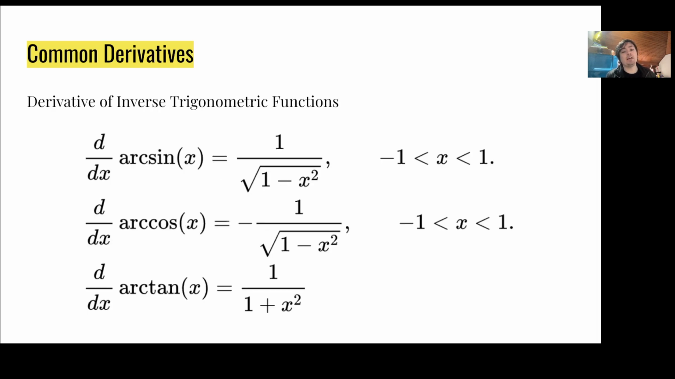The derivatives of inverse functions are also very common to see. Like the derivative of arcsine would be 1 over the square root of the quantity 1 minus x squared, given that x is between -1 and 1. The derivative of arc cos x is equal to the negative of the derivative of arcsine of x. And then the derivative of arctangent of x is 1 over 1 plus x squared.